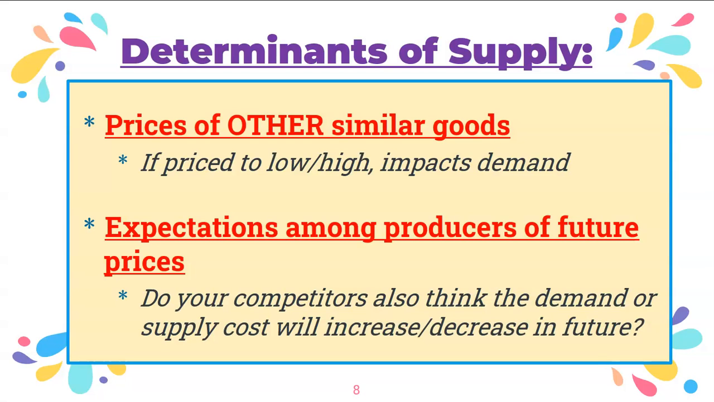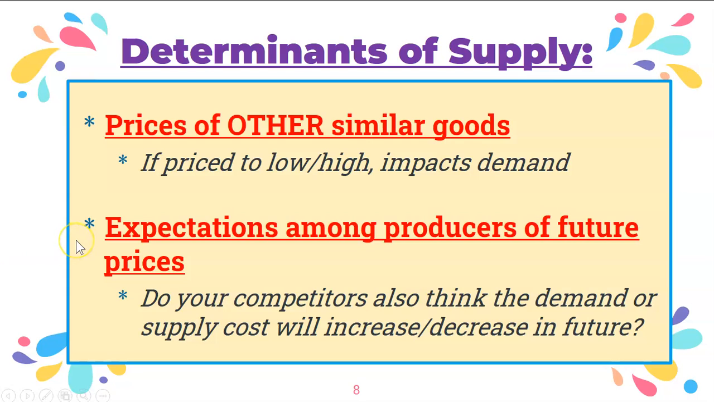Prices of other similar goods. So if it's priced too high or too low, that will impact the demand really just because of other similar products. Here, an easy example is the one I use a lot, Dr. Pepper, Pepsi, Sprite, Coke, all that stuff. They're all similar goods, but if you'll notice, similar goods like that are all priced just about the same because they don't want to mess with demand. Really, they're just looking at supply at this point.